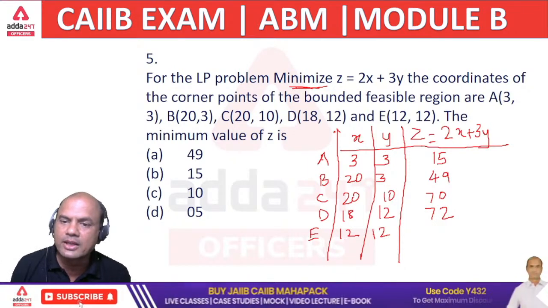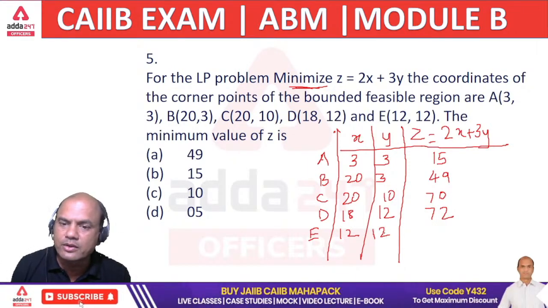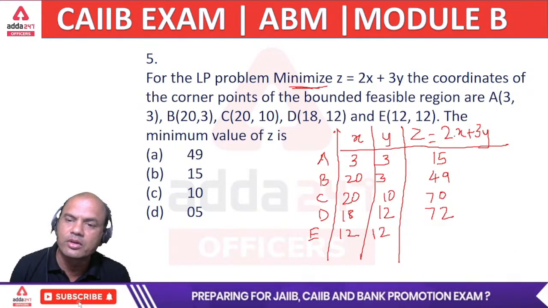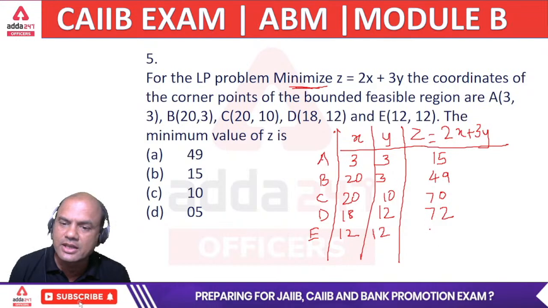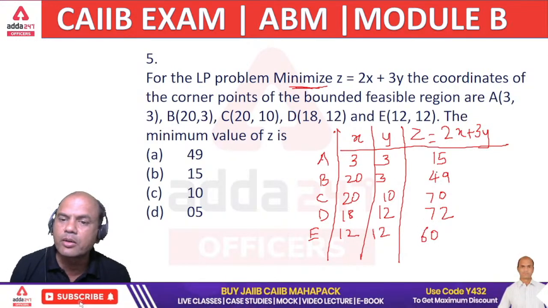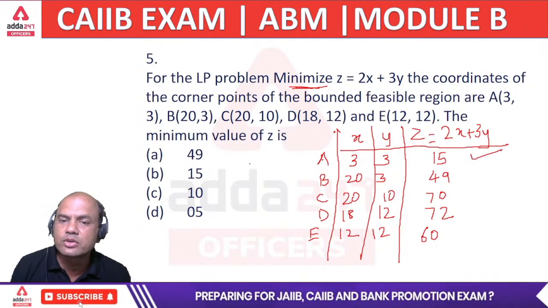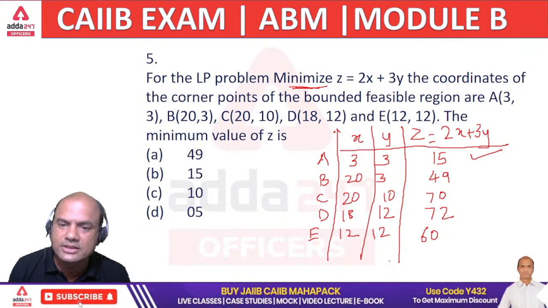Next, 12 into 2 is 24 plus 12 into 3, right? 12 3s are 36. 36 plus 24, 40, 50, 60. 60. So which is the optimal solution? We want to minimize it. Where is the minimum answer? A. Everyone should solve this. I want everyone to solve this personally.